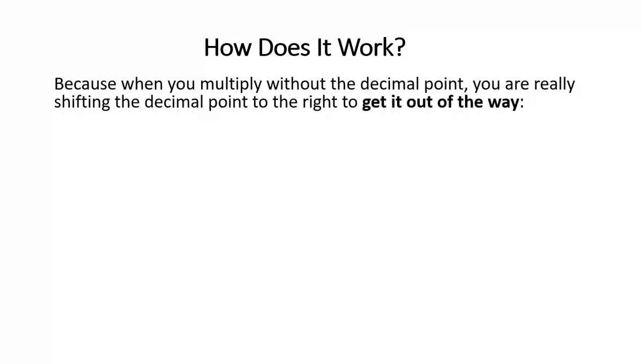Now you see here it says, because when you multiply without decimal point, you are really shifting the decimal point to the right to get it out of the way. So I'm going to solve this using this example. Now in this one, I'm not going to remove the decimal point. You see how tedious it is. Okay, so you see here we're asked to multiply 0.25 by 0.2. So you have it this way. You have the multiplication sign.